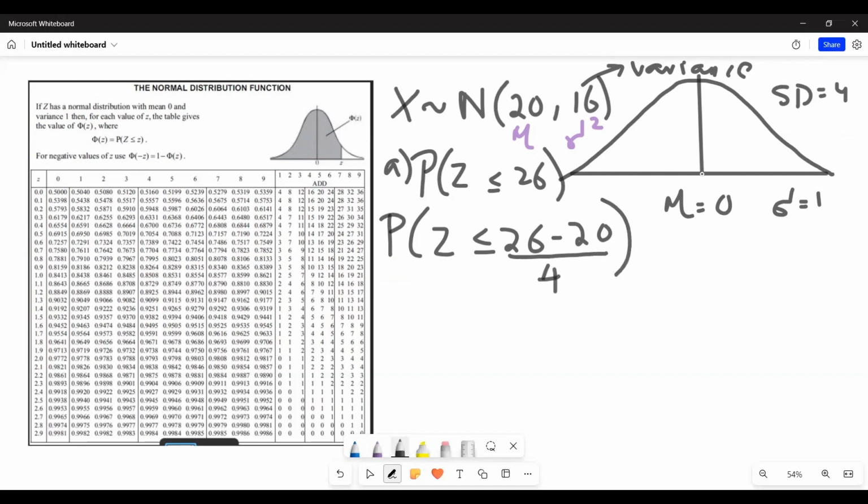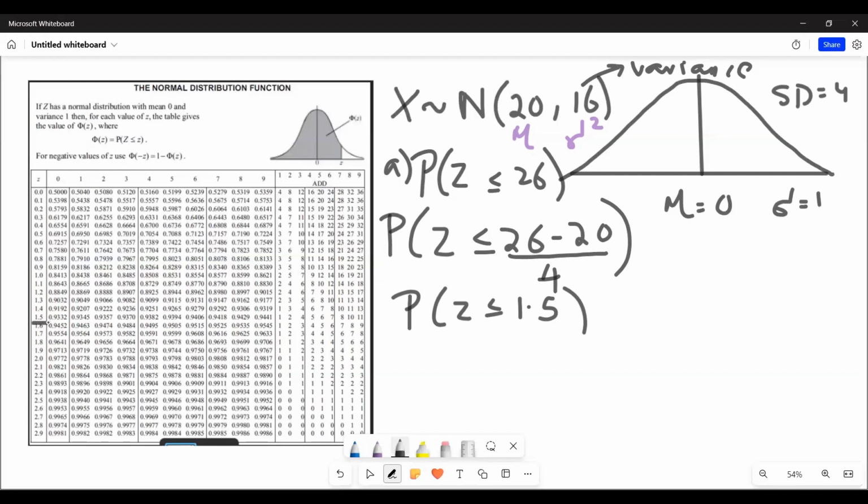Now what we've done is that we've changed the mean to 0 and the standard deviation to 1 by subtracting the current mean and dividing by the current standard deviation. So what do we get here? We get 1.5. So probability Z is less than or equal to 1.5. Now the mean has become 0, the standard deviation has become 1, and we're ready to read from the table. 1.5 is exactly here, so we read 1.50, which is 0.9332.